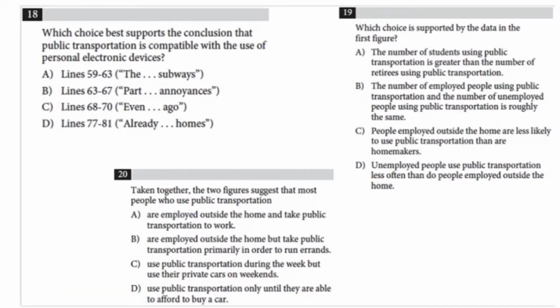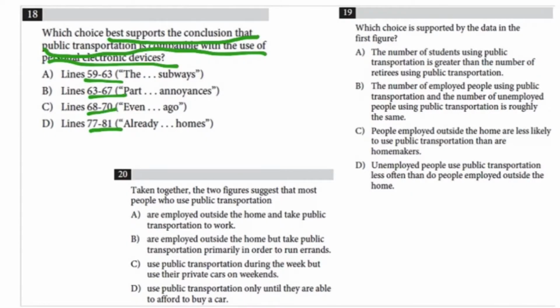18 asks us to look for evidence that supports a specific conclusion, which is that public transportation is compatible with the use of personal electronic devices. That's going to show up at one of these chunks of the passage. You're going to have to go to each of those chunks of the passage in order to find where that evidence exists. These questions actually become very easy to answer with practice. I would do number 18 last. Our video on handcuffed questions also has the specifics on how to answer something like 18.